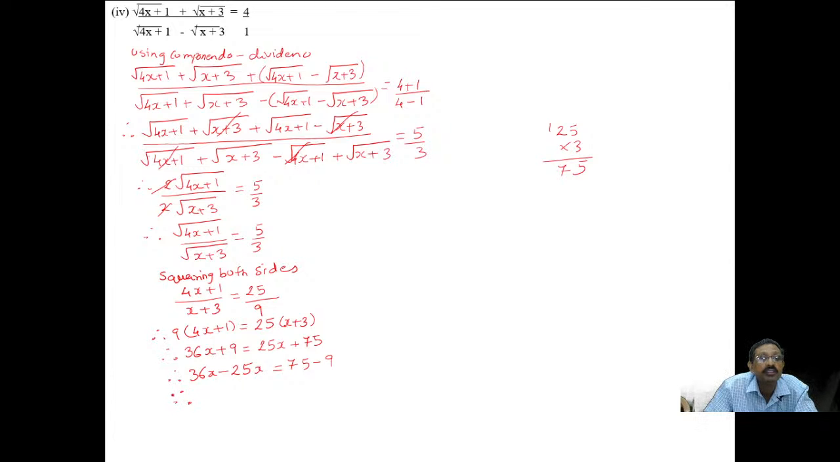Therefore, 36 minus 25, I get 11. 75 minus 9, 5 take away 9, borrowing, I get 6, and 6 take away 1 is 6, so I get 66. So I get 11x, which is equal to 66. Therefore, x is equal to 66 upon 11. 11 sixes are 66. Therefore, what value I'll get? x is equal to 6.